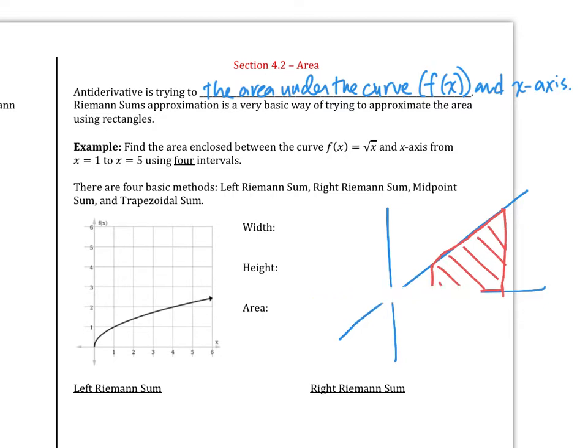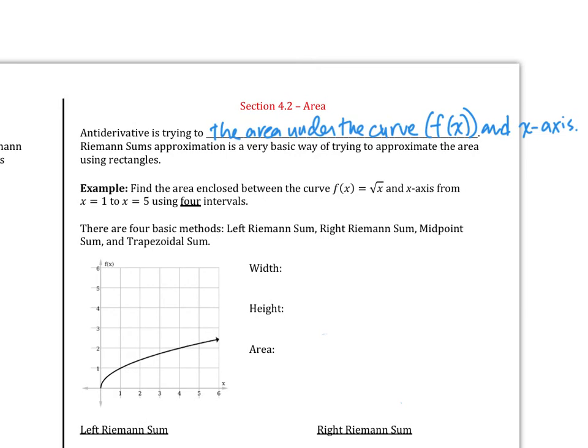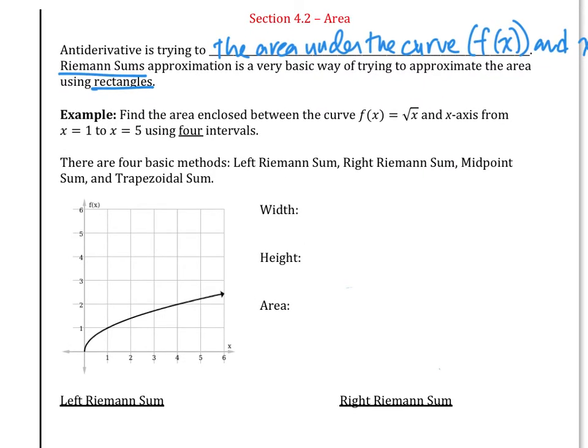But if you cannot find an area very easily because that shape is not a recognized shape, then what you have to do is approximate. So when we approximate, we use this method called Riemann sum. So we're summing up something, and that something is rectangles. So we're going to create a lot of rectangles to help us approximate the area.